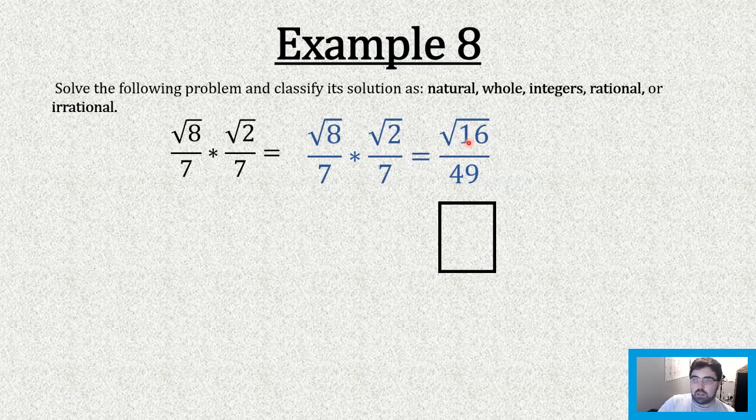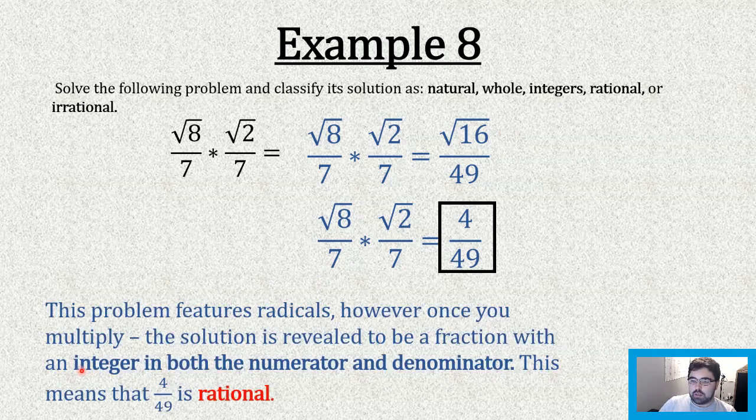This isn't actually irrational, which I would expect some people to look at this and go, oh, it's irrational because it's a radical. Yeah, it's a radical, but you got to simplify. And when you try to simplify the square root of 16, you get 4. So actually, you've got 4 over 49, which is a fraction. And when you have a fraction like that, it's automatically rational. Why? Because you have an integer in both the numerator and the denominator.